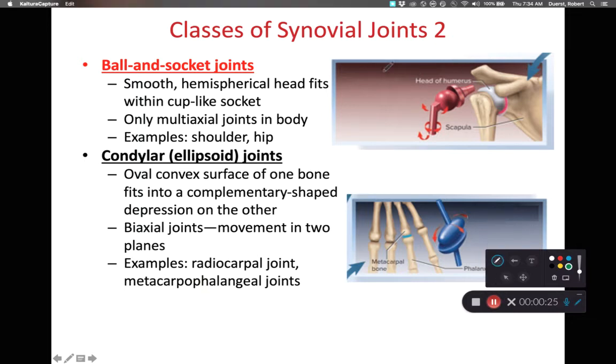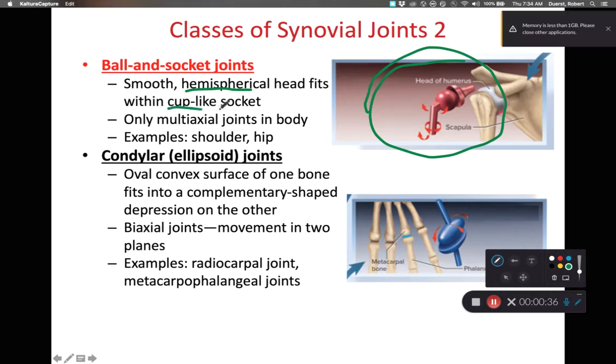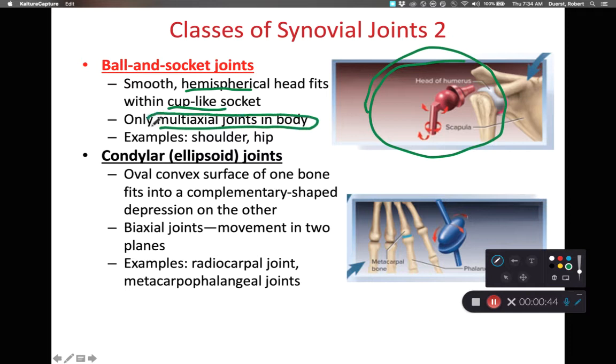As we look at a ball and socket joint, and this for me is one of my personal favorites, we have a hemispherical head, aka the ball, and that hemispherical head will fit into a cup-like socket. Classic examples include the shoulder and the hip. These are the only multi-axial joints in the body, which means that they have 3 planes of movement.